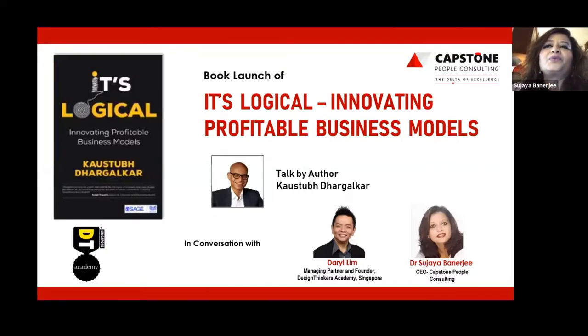And now, of course, my opportunity to introduce to you, It's Logical. And anyone who's known Kaustubh Dhargalkar would know that Kaustubh has the innate ability to make things appear really simple. And so the book also almost tells you to treat what he's saying, which is profound, as logical. But this book talks about innovating profitable business models and the sheer opportunity that exists at these times to reinvent business models using design thinking, especially on the back of the COVID-19 crisis.